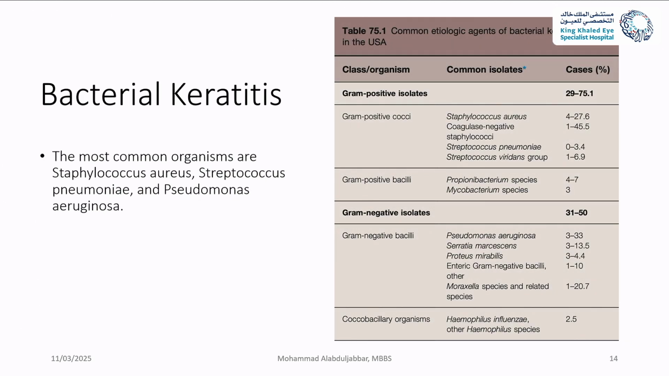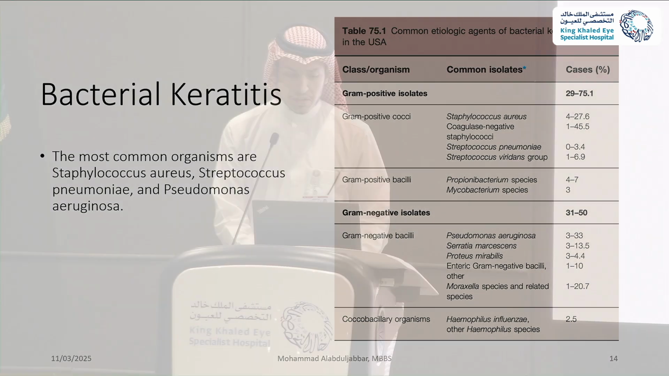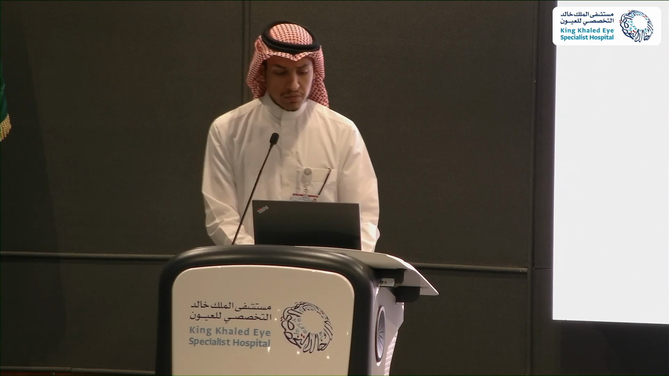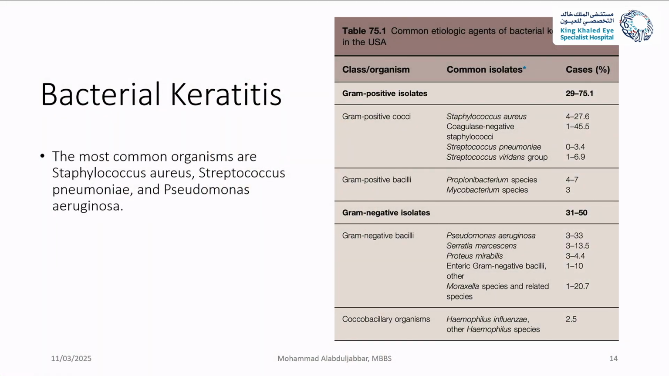So we'll move to bacterial keratitis, and we'll talk for some slides about it because it's the most common. So what are the most common organisms? We have Staphylococcus aureus and Streptococcus pneumoniae with Pseudomonas. These three are the most common organisms, and you can divide them into gram-positive cocci or gram-negative. So gram-positive cocci like Staph aureus or Strep pneumoniae, gram-positive bacilli like Mycobacterium or Propionibacterium. The gram-negative, we have the bacilli, the most common is Pseudomonas, and we also have the coccobacilli like Haemophilus.